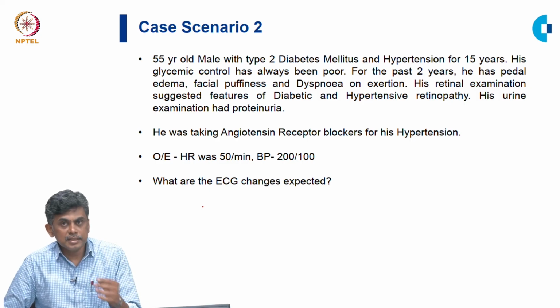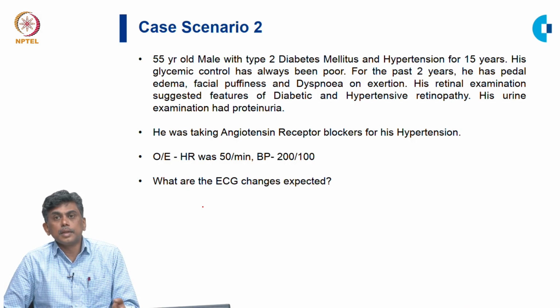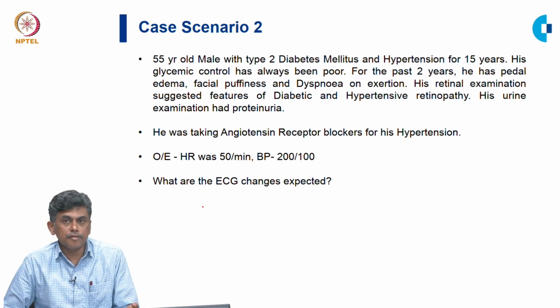And in addition, he is taking what? ACE inhibitors or ARBs, angiotensin receptor blockers, for his hypertension. Some drugs like telmisartan, valsartan, and losartan are examples of angiotensin receptor blockers.